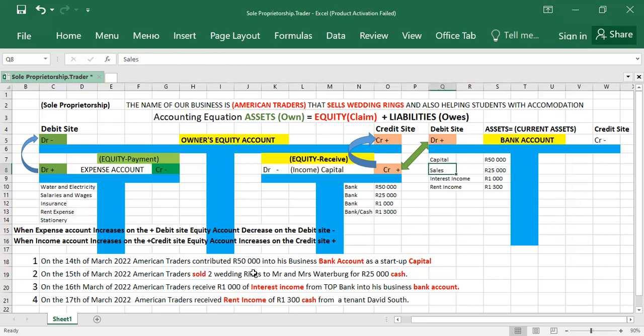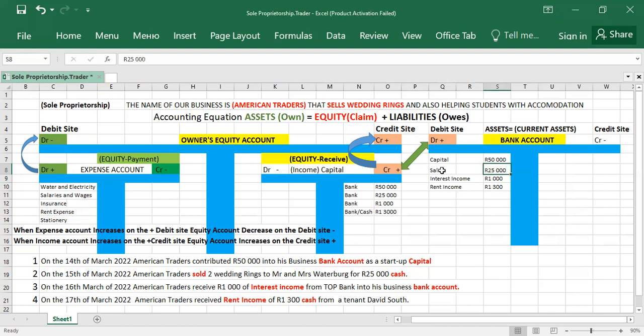Remember, we sold how many? 2 rings. Now we are going to be debiting our business bank account to increase with money, to increase with value. Why are we debiting our bank account? The reason is that we sold. This is a savings account. We sold. What is it that we have sold? We could have written 2 rings. How much do these 2 rings worth? These 2 rings are worth 25,000 rand.